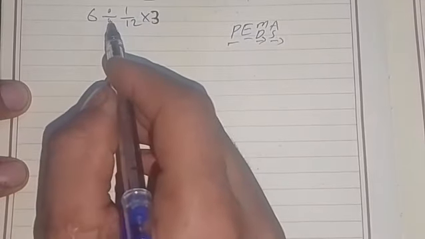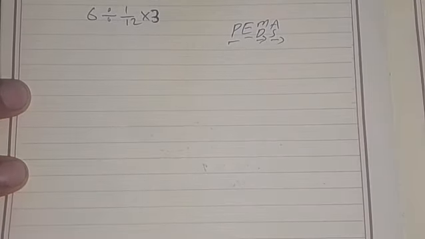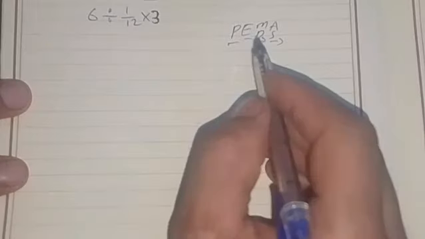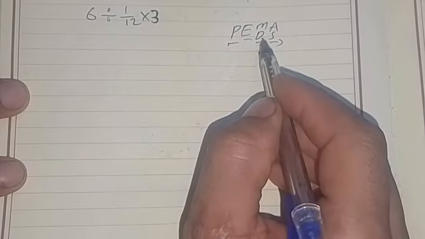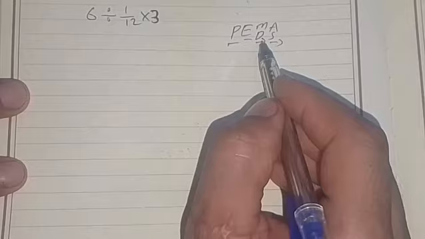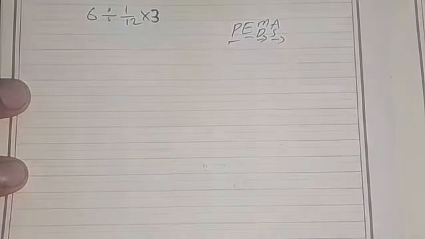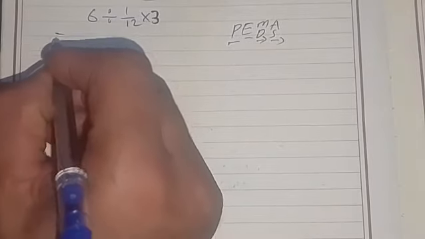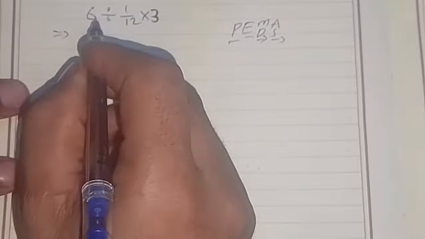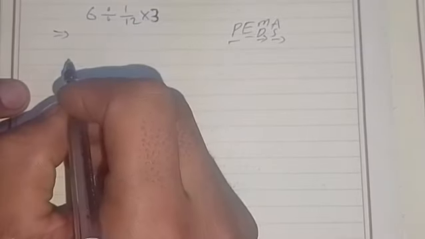Now we have one division and one multiplication. So according to the rule, first we solve division because we start from the left side. Now on the left side we have division. Then we solve multiplication. Now the equation becomes 6 divided by 1 over 12.